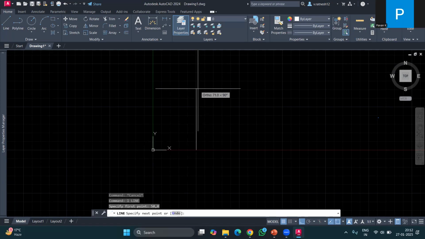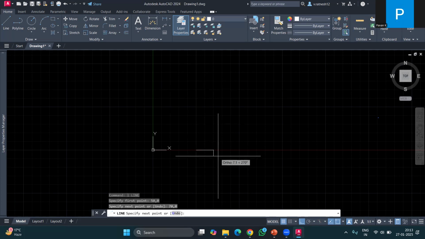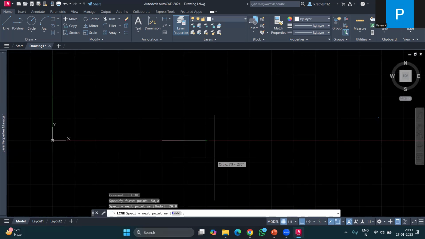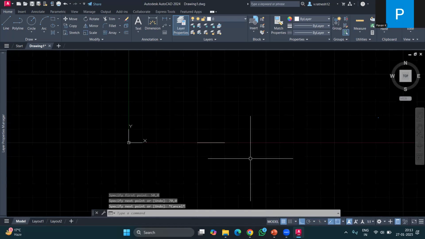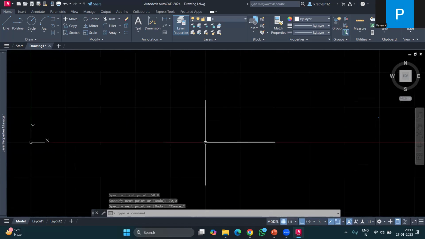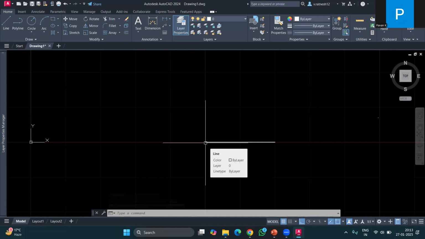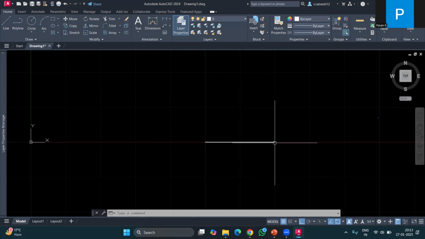Let's say you want to provide a value like 70 comma 0. The command will stay activated until you exit or escape. You don't have to give the line command again and again. I'm escaping it. This point is 50 comma 0, and this is 70 comma 0.